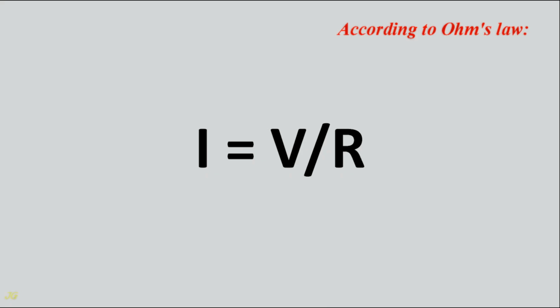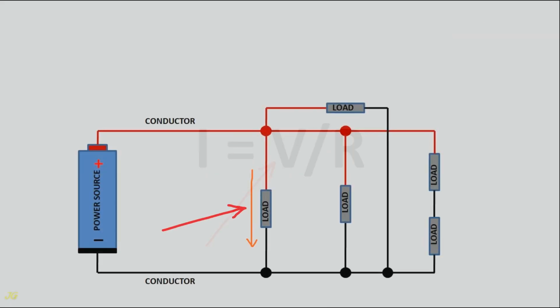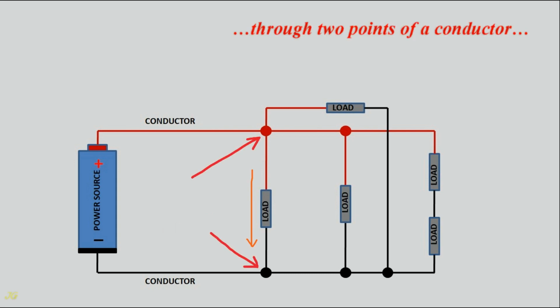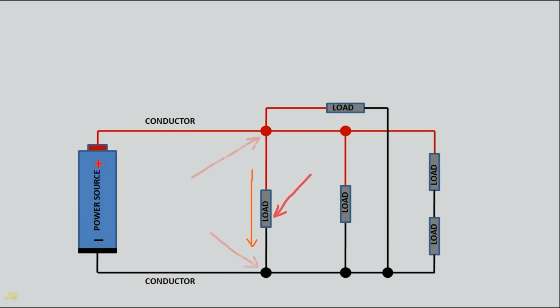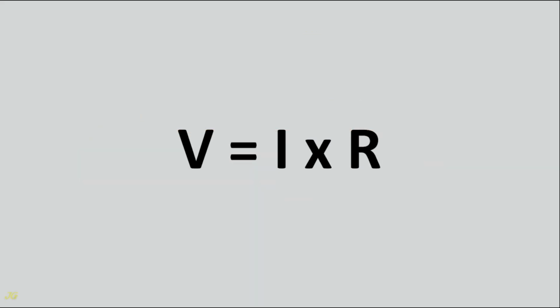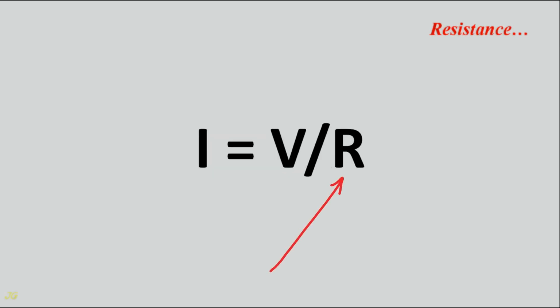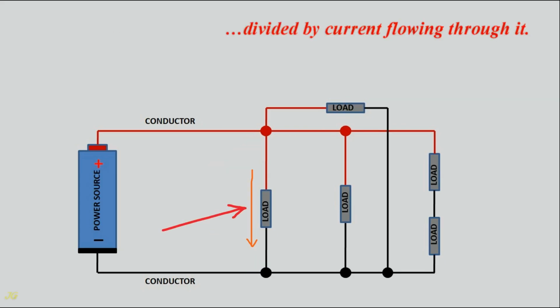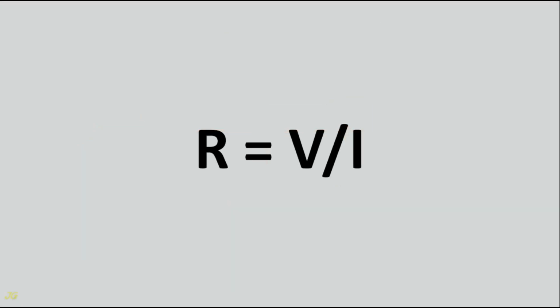According to Ohm's law, voltage is the amount of current flowing through 2 points of a conductor multiplied by its resistance. V equals I times R. Resistance is the voltage across the 2 points of the conductor divided by the current flowing through it. R equals V over I.